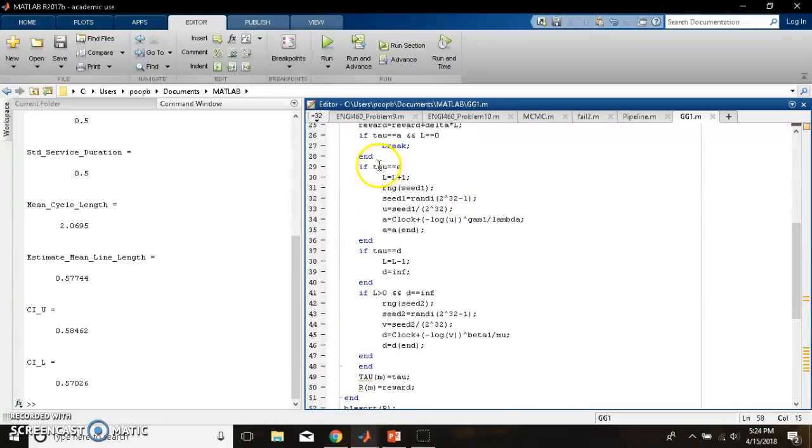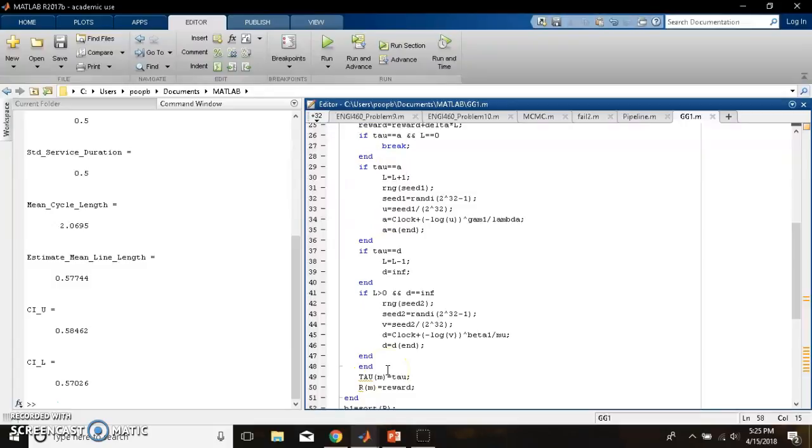So if tau is equal to A, you set A to be some function related to clock. If it's equal to D, you're going to set L minus 1, and you're going to do this. And then you're going to calculate the tau and reward after you break out of that while statement.